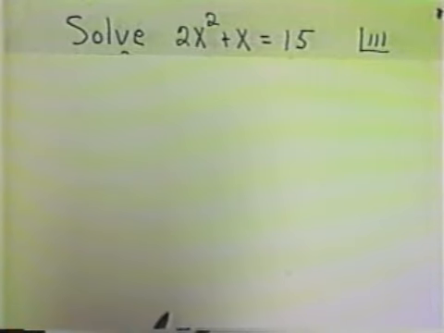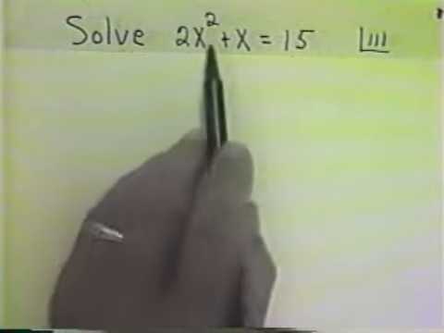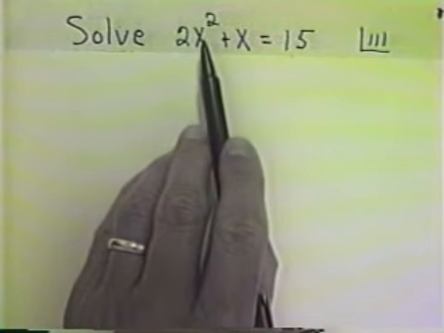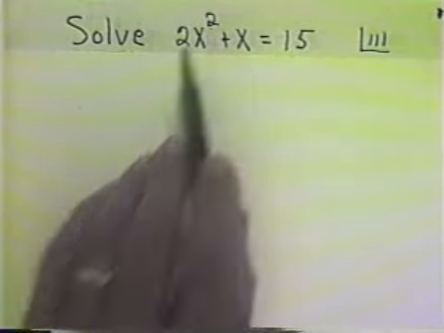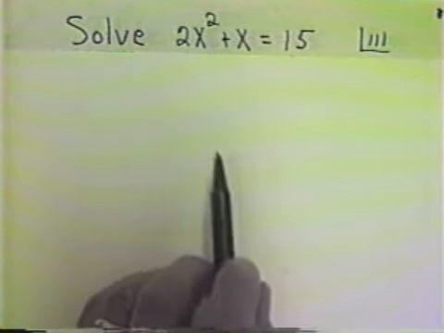Let's look at another example. Let's solve 2x squared plus x is equal to 15. Now this is a quadratic equation. The largest exponent is 2. I expect to get two answers.